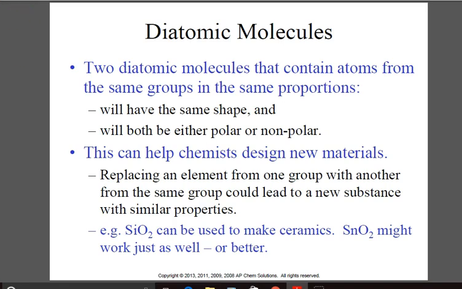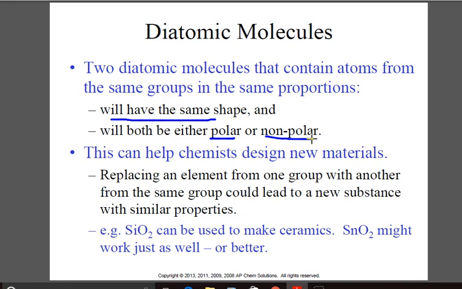Let's say you replace that carbon with silicon. So you had silicon tetrachloride. If you take an atom and replace it with an atom from the exact same group, it will have the same shape still, and it will still be polar or nonpolar, whatever it was before. So this gives us a lot of predictive power, and also it can save us a lot of time. So if we see CCl4 and then SiCl4, carbon and silicon are from the same group. So we know they're going to act the exact same. So if we know the properties of one, we know the properties of the other.